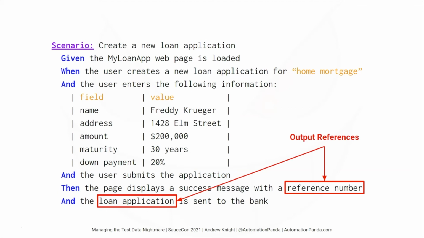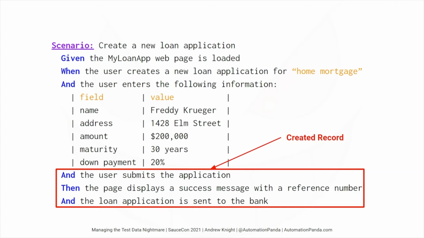The second kind of test case value is an output reference. These are values that are retrieved from the product under test. Typically, they are the outputs generated by exercising a behavior. In this example test, the reference number can be scraped from the success page and verified for correct format. The loan application can be retrieved from the web app's backend to verify that it was correctly submitted. These values cannot be literals because they originate from the product. Tests must refer to them by reference and retrieve their values from the product.